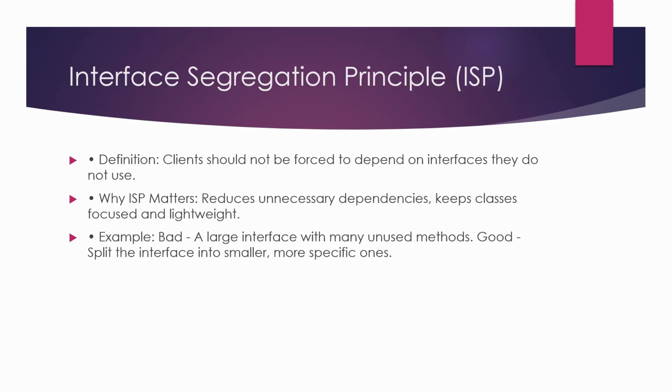Now, let's look at the Interface Segregation Principle, or ISP. The idea here is that clients should not be forced to depend on interfaces they do not use. This means we should split large interfaces into smaller, more specific ones. By doing so, we avoid creating unnecessary dependencies and make our system more focused and lightweight.